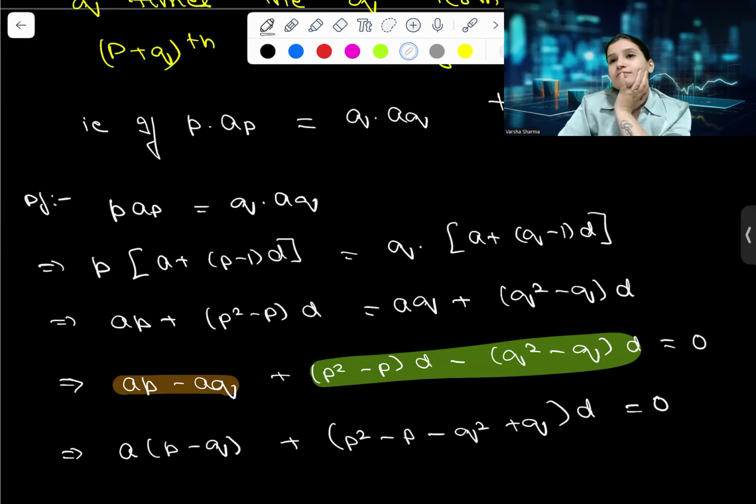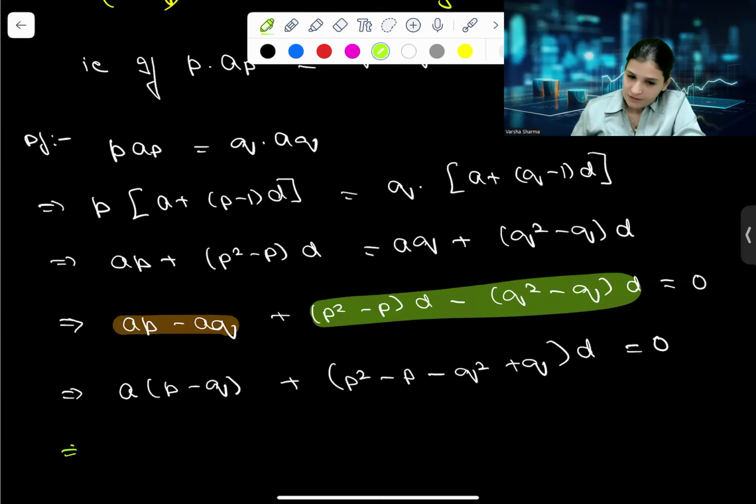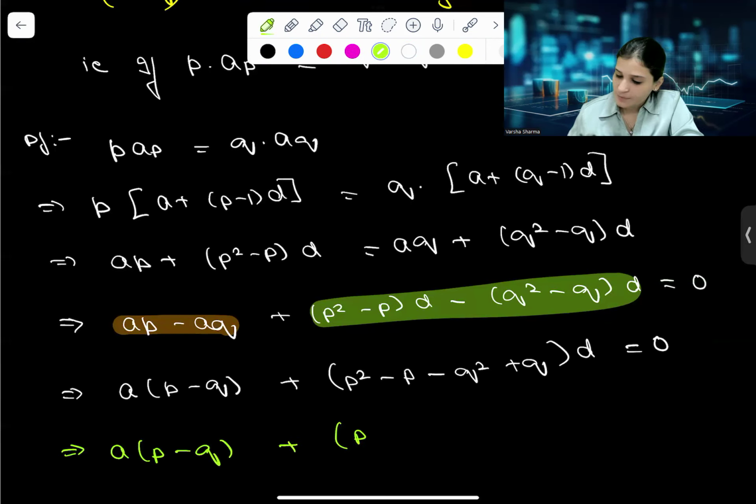Now what should I do? Think. P square minus Q square can be written as P plus Q into P minus Q. Very good. This remains as it is. You're rearranging. P square minus Q square minus P plus Q.